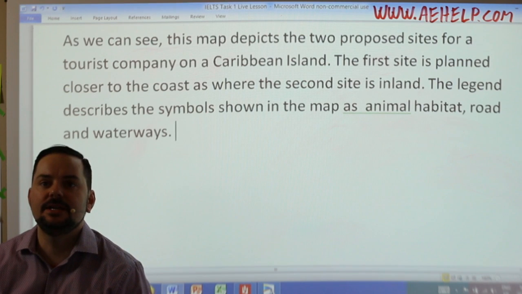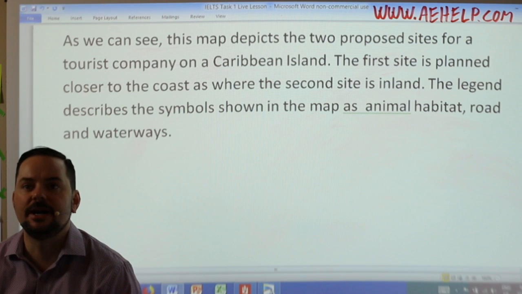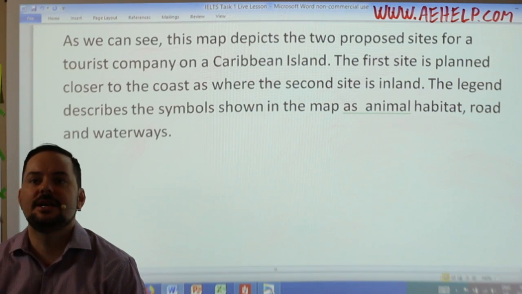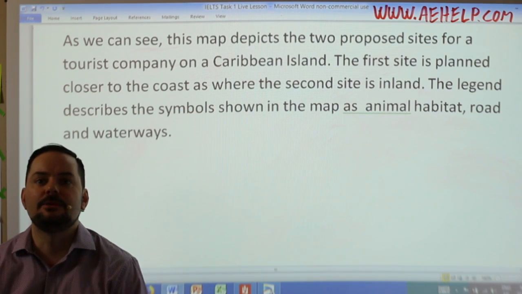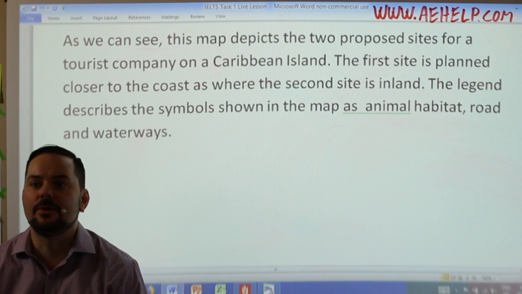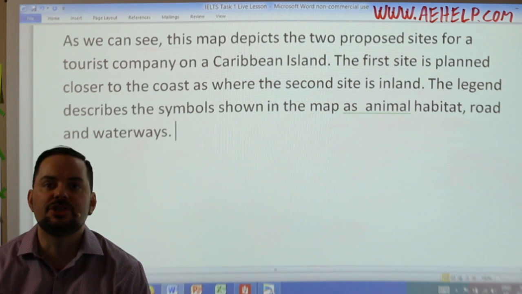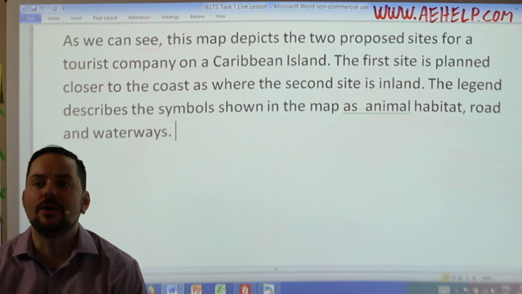As we can see, this map depicts the two proposed sites for a tourist company on a Caribbean island. The first site is planned closer to the coast, as with the second site is inland. The legend describes the symbols shown in the map as animal habitat, road, and waterways. Okay, so this is enough for your overview. This gives the reader a general idea of what you're looking at and what you're going to analyze.